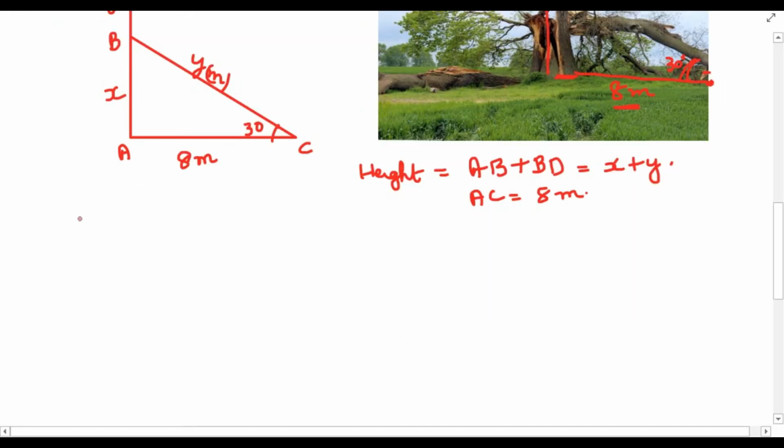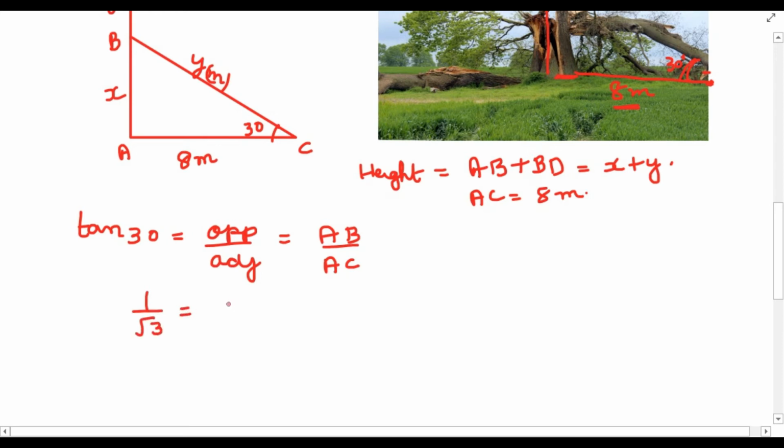So first we will take tan 30. We know tan 30 means opposite side by adjacent side. Here opposite side is AB and adjacent side is AC, and tan 30 value is 1 by root 3 equal to, now we will substitute the value, AB is x and AC is 8. So what will be the value of x? X is equal to 8 by root 3.